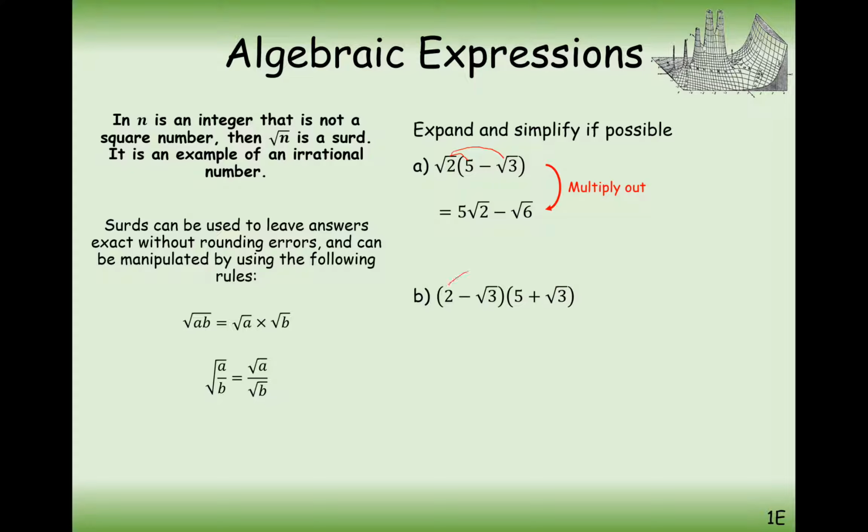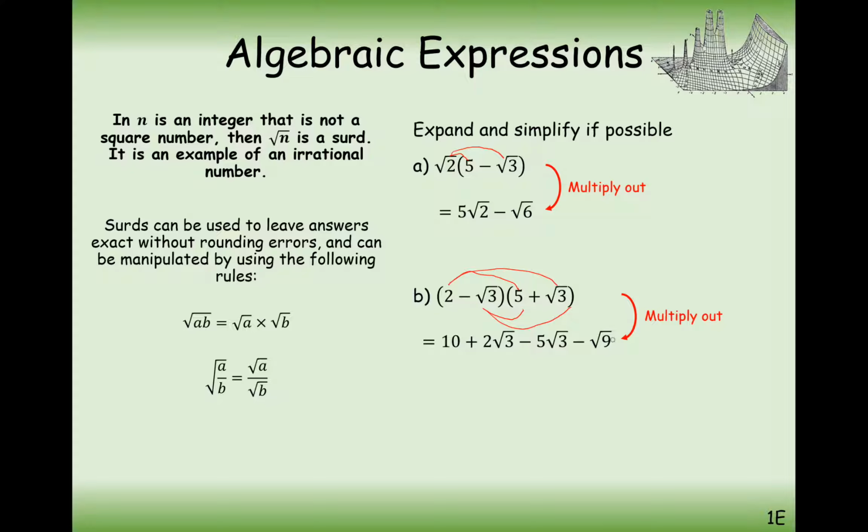In this term here, make sure that you follow all the same rules that we did for expanding double brackets. So normal number times normal number, that gives us 10. Normal number times square root number, we'll just have to write that as 2 root 3. Square root number times normal number, that's just minus 5 root 3. And square root number times square root number, we can multiply there to get square root of 9.